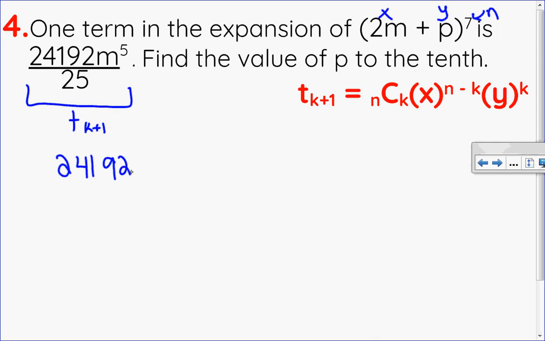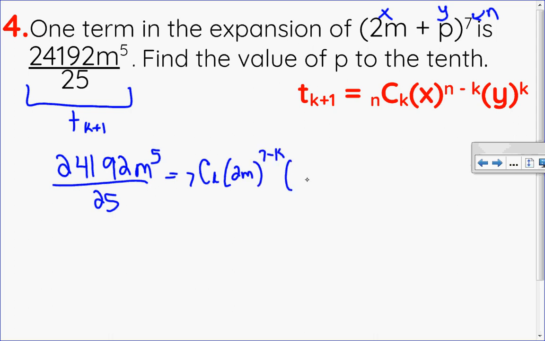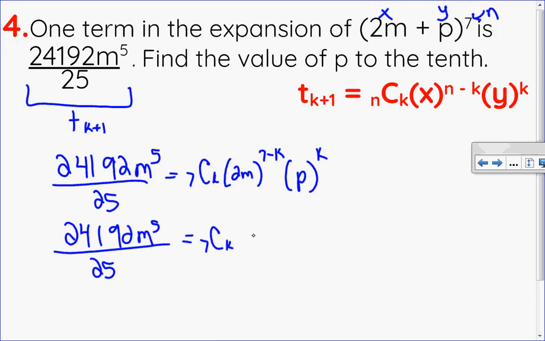So we have 24,192 m exponent 5 over 25 equals nck x, which is 2m, to the n minus k, y, which is p to the k value. Okay, so we want to simplify this out, see what we end up getting. So I'm going to separate out my numbers so I can focus on what my k value is. So 7ck, 2 to the 7 minus k, m to the 7 minus k, and then p to the k.